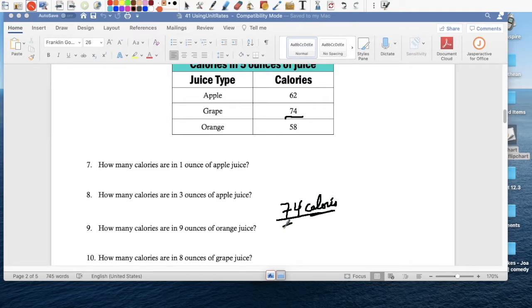in 5 ounces. We start with the same. So they're asking us 8 ounces. Here's our question. 8 ounces. ¿Cuántas calorías en 8 ounces? So we gotta do this, and then we gotta do this.